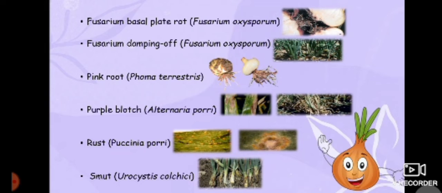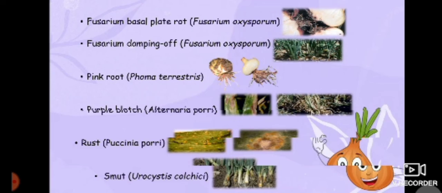Last is the smut or Urocystis colchici. The symptoms: dark thickened layers on cotyledons, seeds, and leaves, which may become large and cause leaves to bend downwards. Raised blisters may be present on the base of the scale in older plants. Lesions mature and become covered in black powdery fungal masses. The plant's growth is stunted. Death of the plant occurs within 3 to 4 weeks.